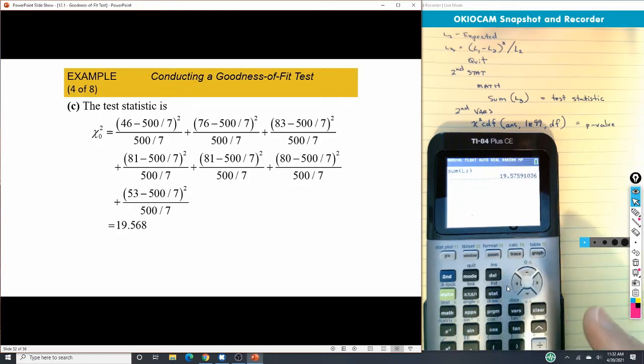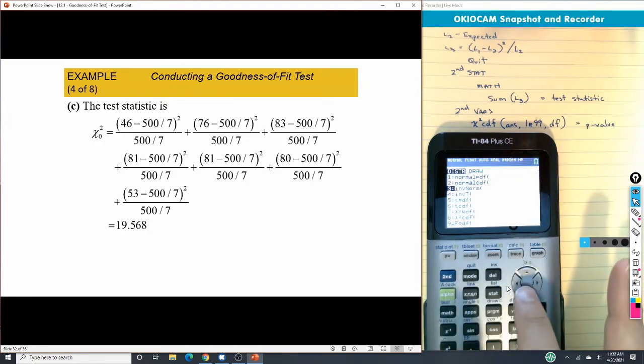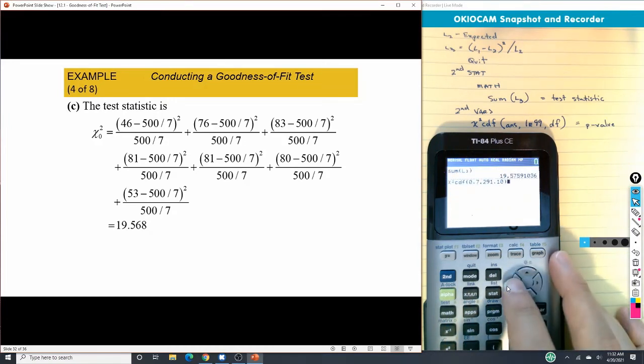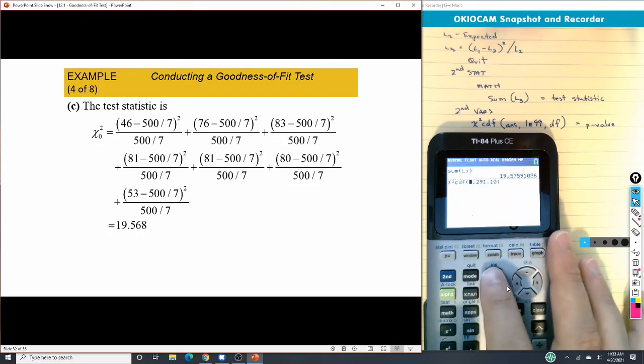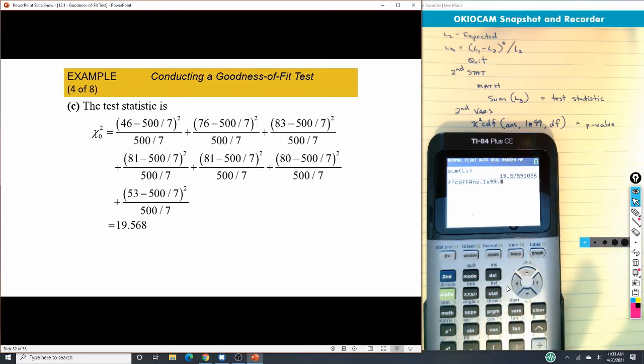Now, if we want to do our p-value, we go into second vars, go down to our chi-squared CDF. Again, I'm just going to paste that in and delete all of that. So I want to do second negative for my previous answer, 1 E99, comma, and our degrees of freedom. Well, there's 1, 2, 3, 4, 5, 6, 7. So that means there's a degrees of freedom of 6. We look at that, 7 days of the week there. And we're going to get a p-value of 0.003.